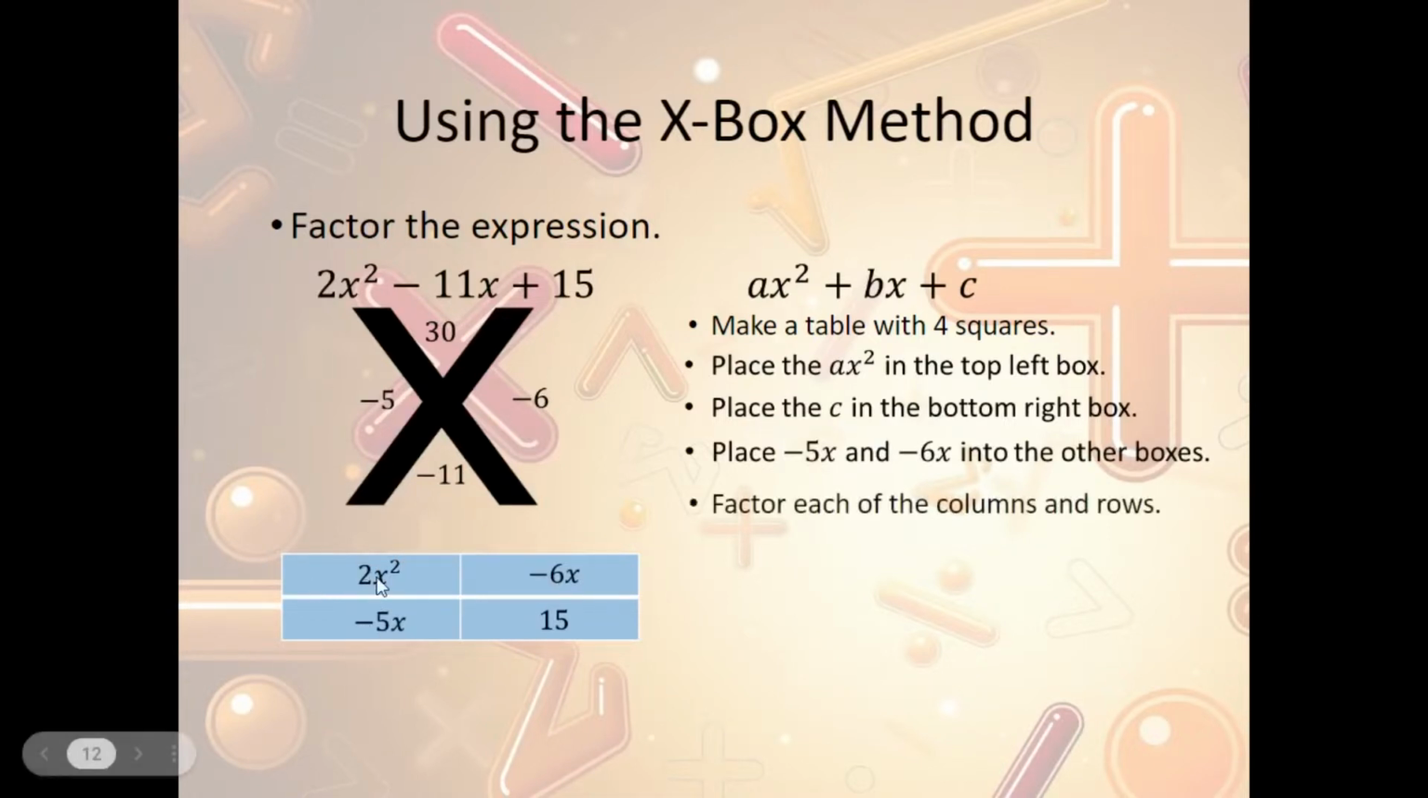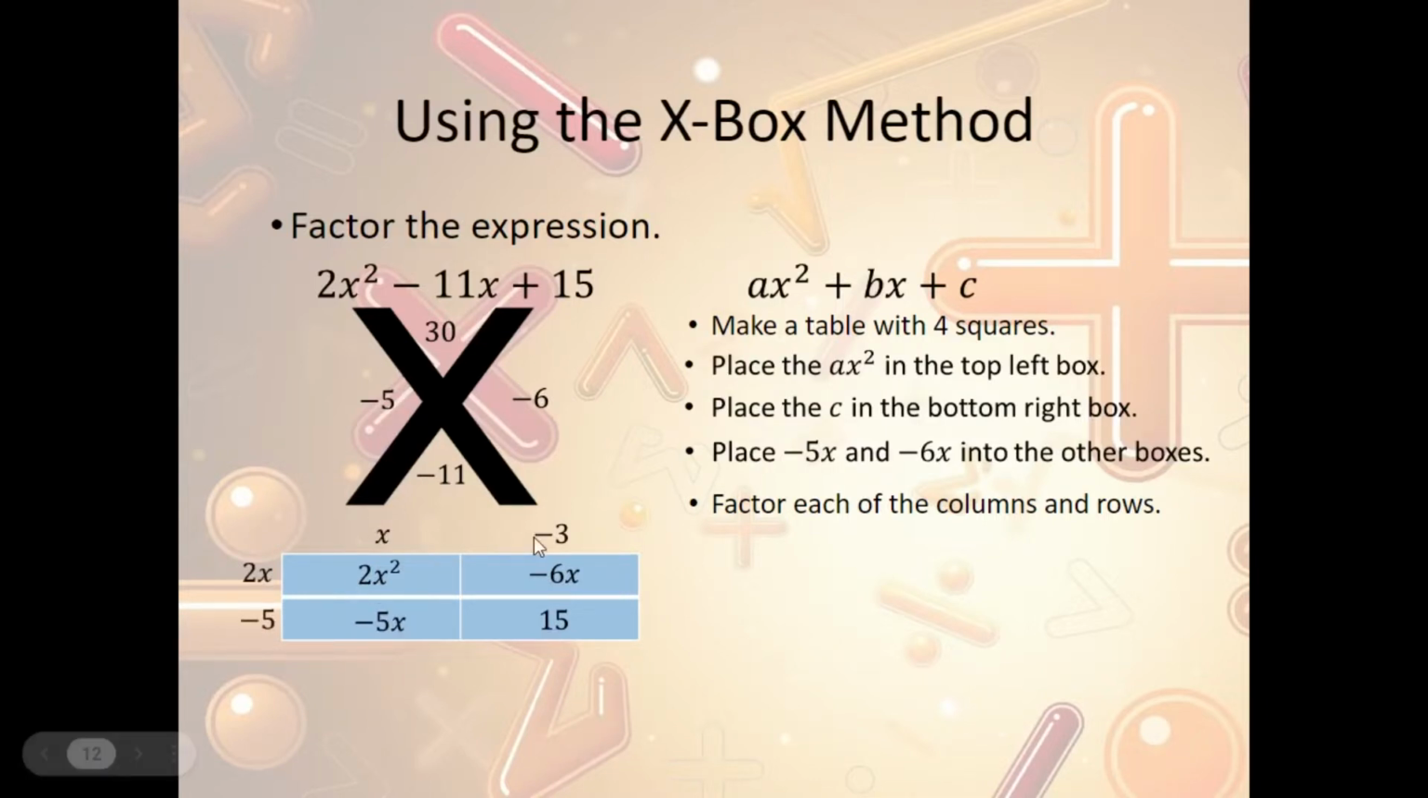So we'll start here, 2x squared and negative 5x. Well, the only thing we have in common there is x. And then we have negative 6 and 15. Well, they have a 3 in common. Then here we have 2x squared and negative 6x. Well, we have a 2x in common. And then 5x and 15 has a 5 in common.